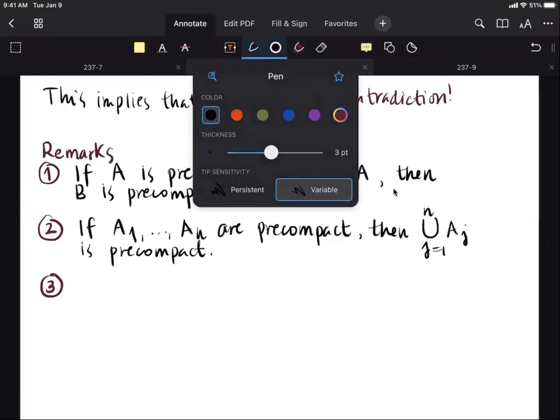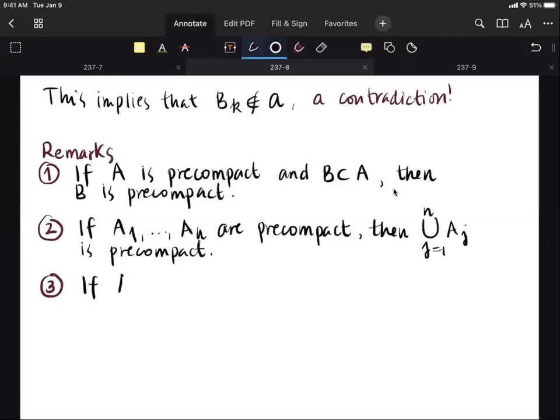Next, if A is, let's say, pre-compact, then the closure is compact. I should say pre-compact.